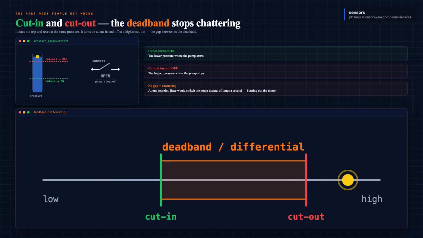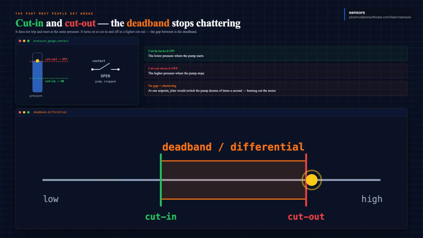Picture a pump sitting right at a single set point. The pressure jitters up and down across that line. With no gap, the pump would switch on and off dozens of times a second. That is chattering. It hammers the contactor and burns out the motor. The deadband fixes it. Pressure has to climb all the way to cut out before it stops, then fall all the way to cut in before it starts again. The system gets room to breathe.